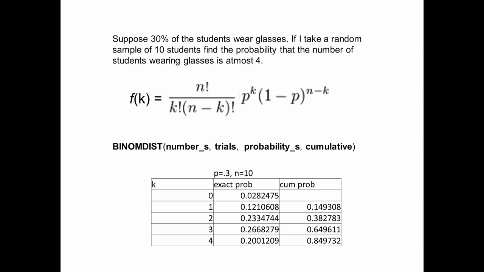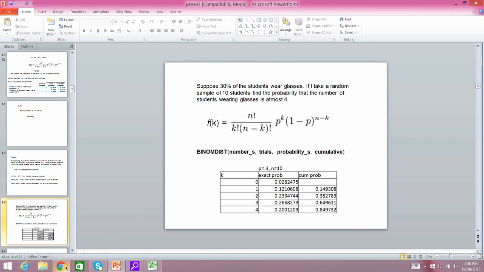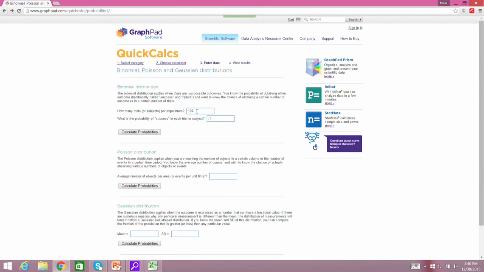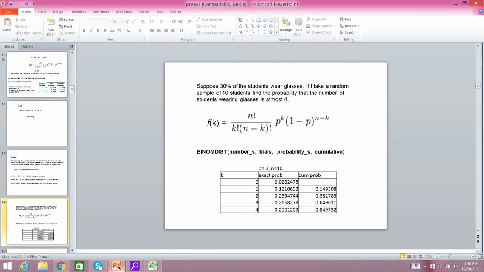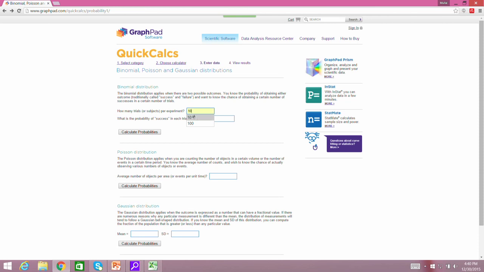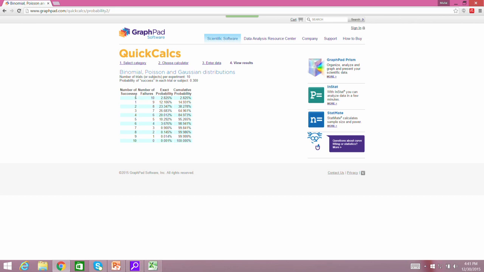So, that will be the k values. So, we can use this particular function, or we can even use the... So, I take 10 students, the probability is 0.3. So, I calculate the probabilities. As you can see here, 0% wearing glasses, 1% wearing glasses, 2%, 3% and so on.